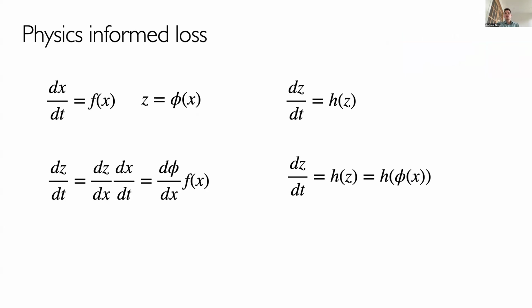So if I take derivatives of dz/dt, which is the same thing I did before, but now with this other equation, I have h of z, and z, remember, is just an encoding of x. So now I've got two equations, both where I calculate dz/dt. For consistency, these need to be equal to each other. So now I have another equation that I can use to ensure consistency.